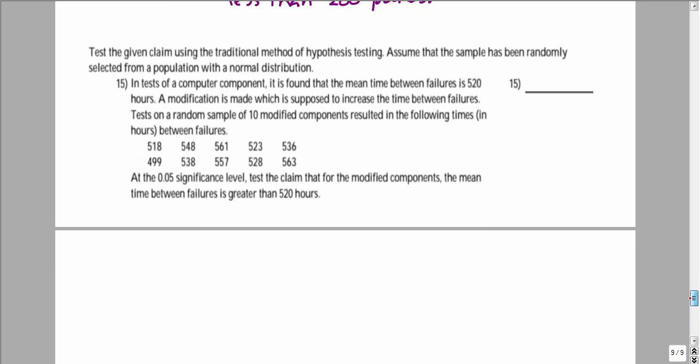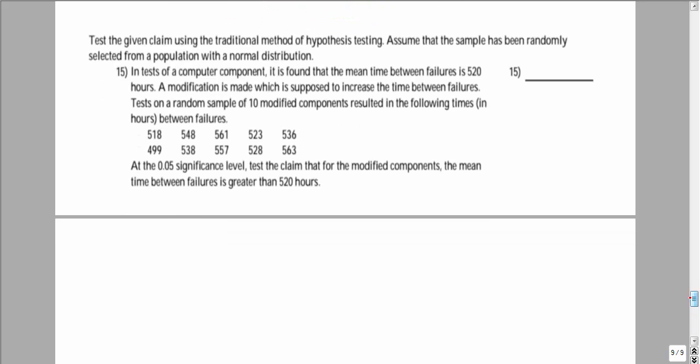Okay, number 15. It looks like we have a raw data set, so that will be interesting. So before we even get started here, let's go ahead and look at the raw data. So here we have a sample of 1, 2, 3, 4, 5, 6, 7, 8, 9, 10. And we should be able to get an X bar, which is our sample mean, and an S, which is our sample standard deviation out of this. And then we'll start the problem.